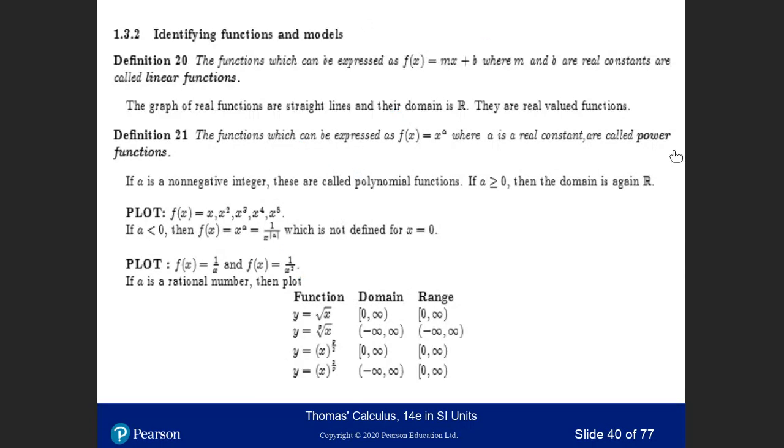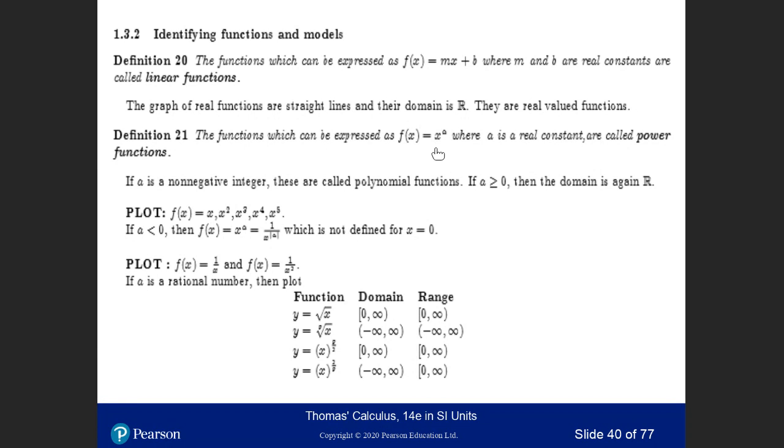Now let's look at identifying functions and models. It's actually, in a way, a classification. It will give a more refined classification later on. The functions which can be expressed like this: f of x is equal to mx plus b. These are lines, m is the slope, b is the y-intercept. These are called linear functions, the general name used for the function. Now, the domain of these functions is the set of all real numbers. They are real valued functions.